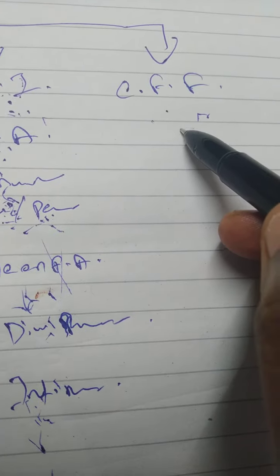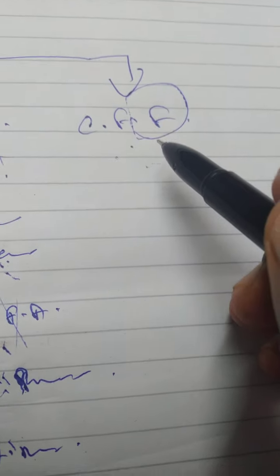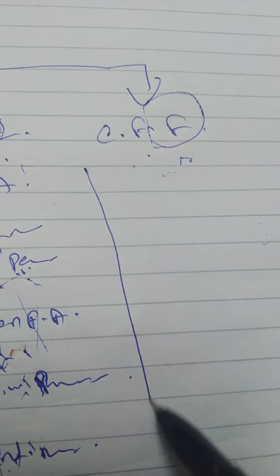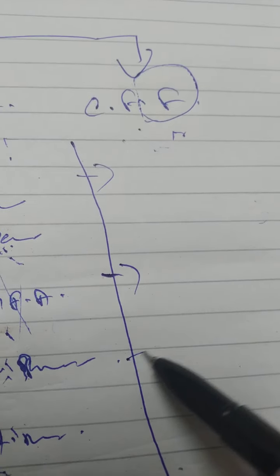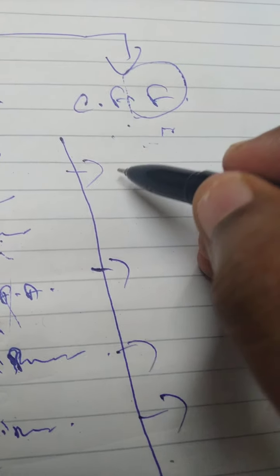Then what about the third one? Cash flow from financing activity. What is the meaning of financing? Financing means raising money, borrowing, arranging funds. All these things are related to financing. How can I raise the money?